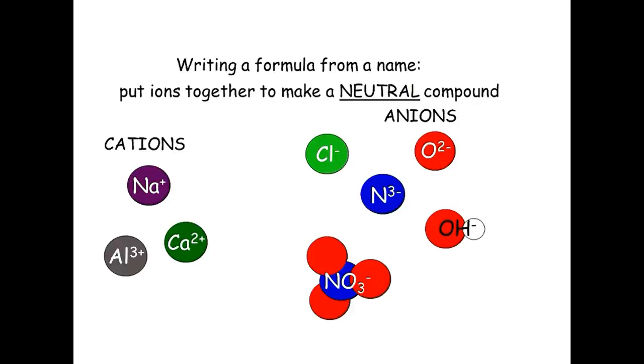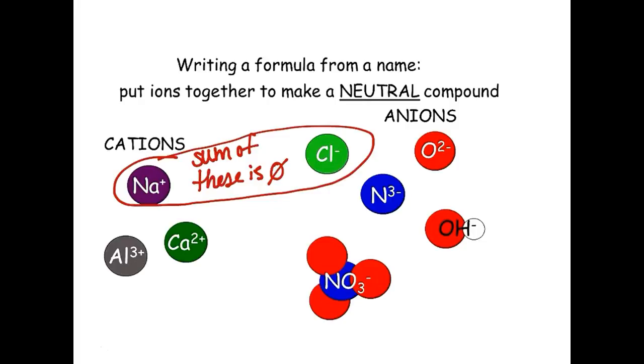First we're going to practice writing a formula from a name. The idea here is you need to put ions together to make a neutral compound. On the left we have cations, on the right we have anions. Remember, we're always going to have a cation with an anion. The positive charge goes with the negative charge. If you're going to combine them, they have to add up to 0. If you take a sodium +1 and a chloride -1, and you put them together with 1 sodium and 1 chloride, then they become 0. And that's good. That's what we want. So sodium chloride has 1 sodium and 1 chloride.